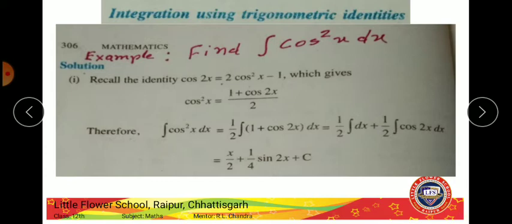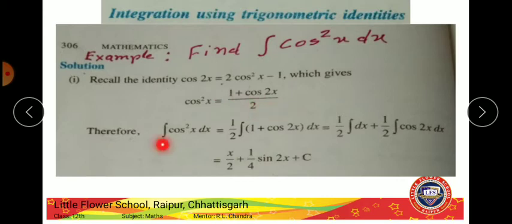Transposing minus 1 from the right hand side to the left hand side, and after that transposing 2 from the right hand side to the left hand side, we can write cos square x is equal to (1 plus cos 2x) upon 2. Now see the question. This is our question: integration cos square x. We don't know any formula of cos square x for integration. That's why we have written cos square x is equal to (1 plus cos 2x) upon 2.